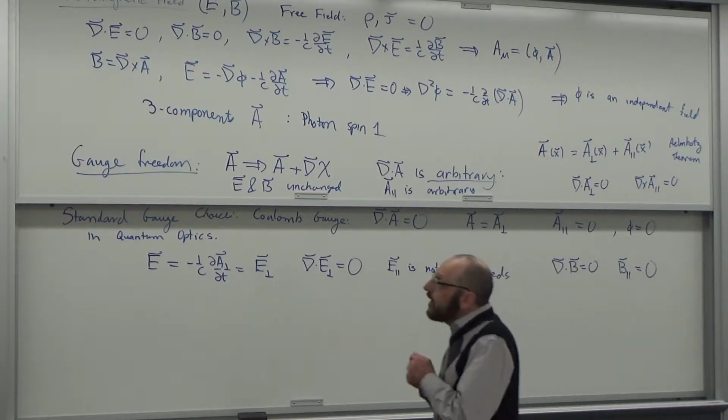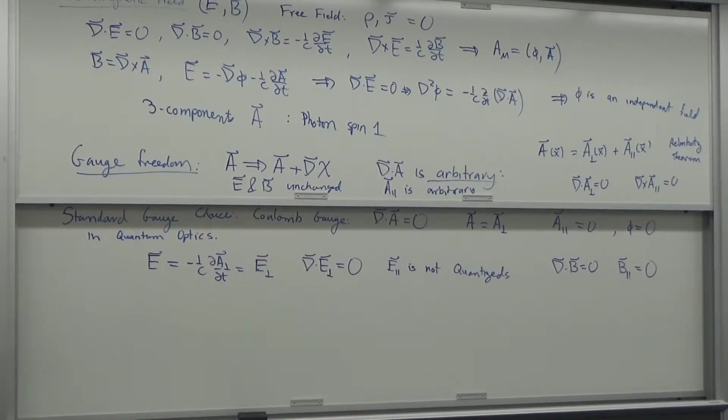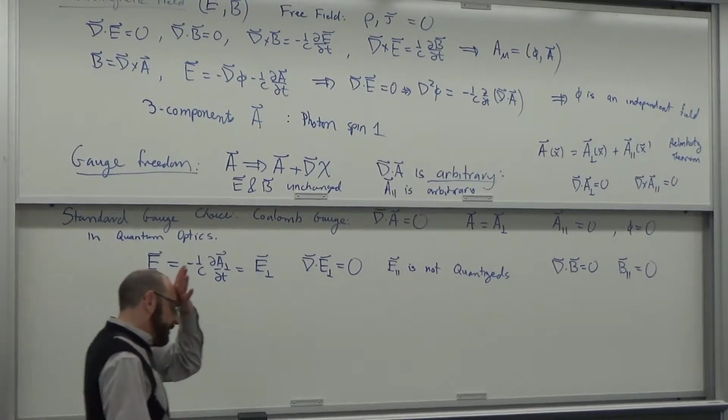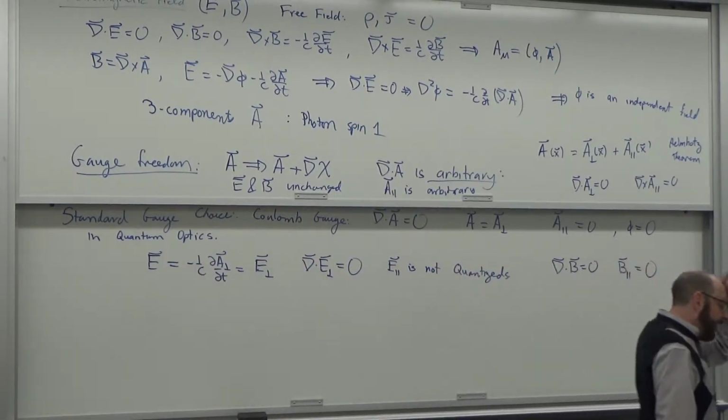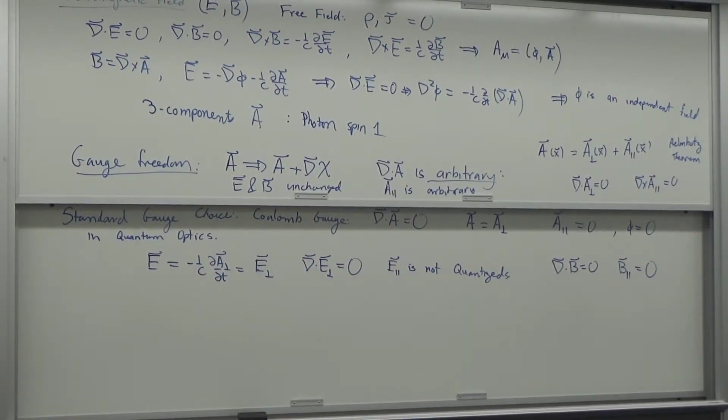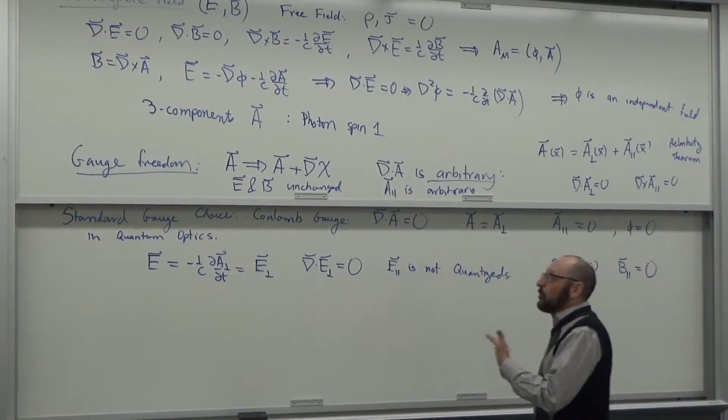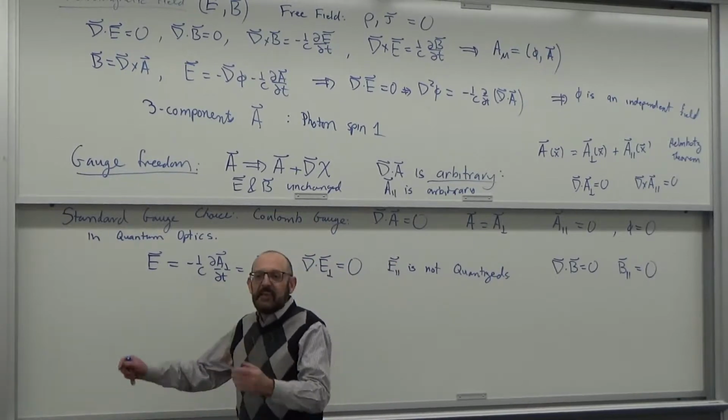So to quantize this, we could go through the Lagrangian and all that, but we don't need to do that. All we need to do is ask ourselves, what are the normal modes of the problem for this electromagnetic field? What is the nature of the normal modes? And then to each normal mode, we assign a harmonic oscillator at the end.